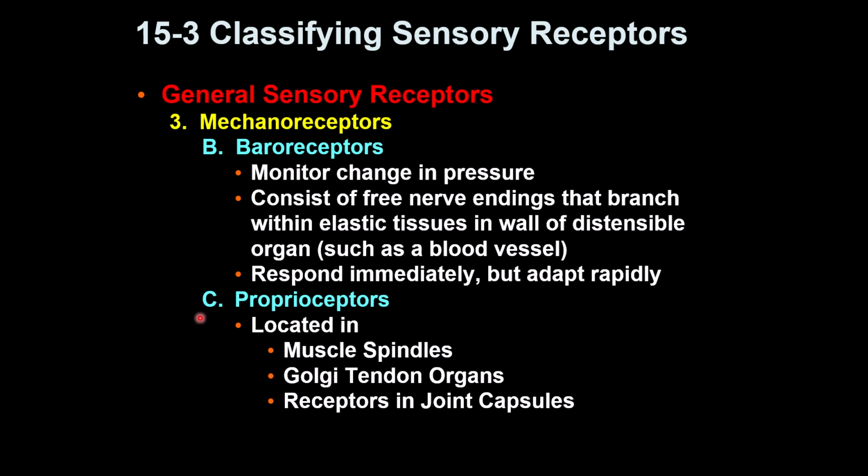Proprioceptors are located in the muscle spindle. If the muscle is stretched too much, they become active. In the Golgi tendon organs, if there is a lot of pressure on the tendon because of the muscle contraction, then they become active. They are also located around the joints. When the joints are moving, these receptors become active, and the information is sent to the cerebellum.